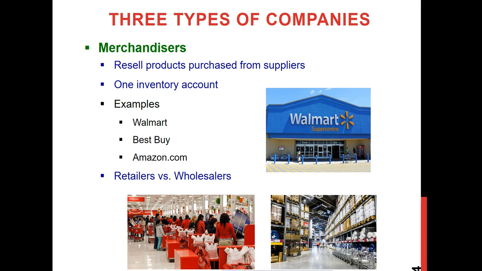For example, Walmart, Best Buy, Amazon.com. All these types of companies don't produce any products, rather they buy products and then they sell products. Well, some companies could be a manufacturer and a merchandiser too, but a pure merchandising company usually just buys the inventories at a lower cost and sells those at a higher price. And you will see different types of merchandisers, for example, wholesalers like BJ's or Costco versus retailers.